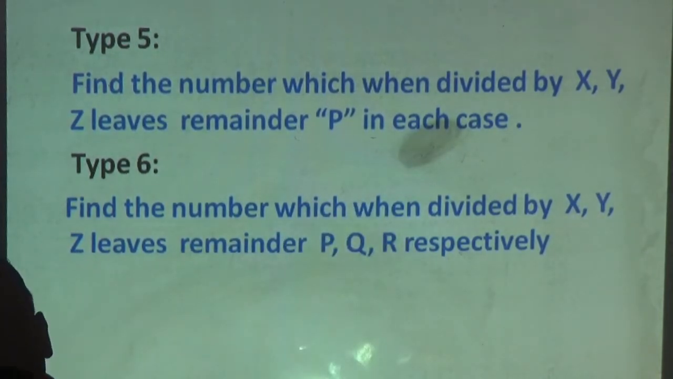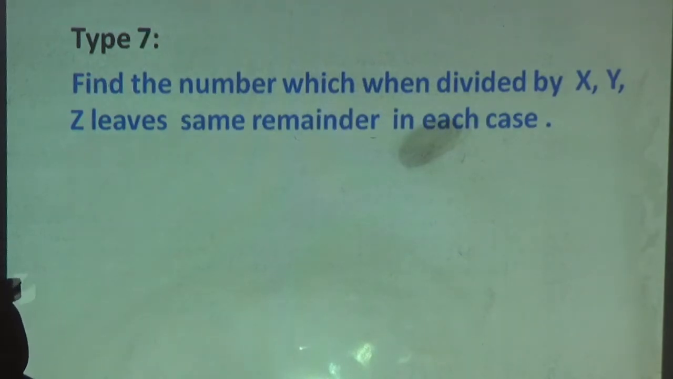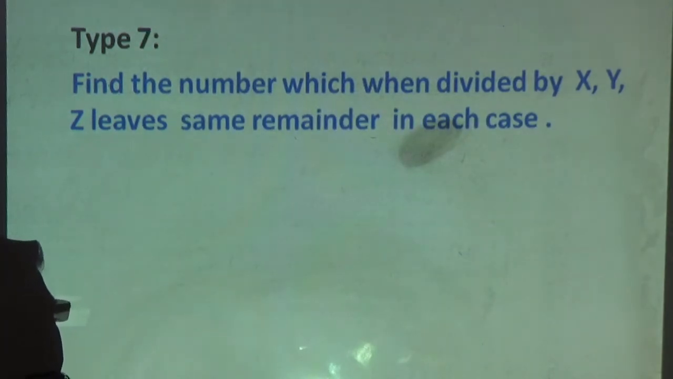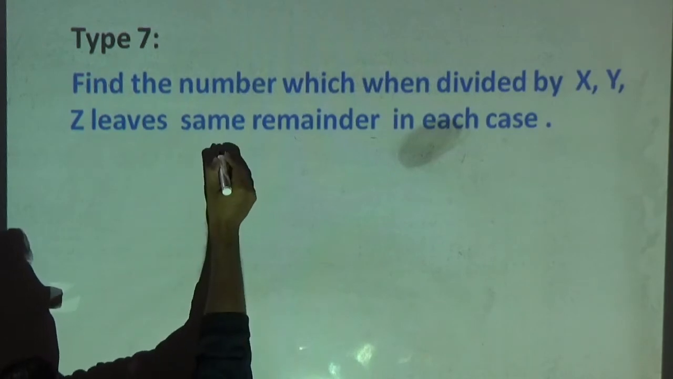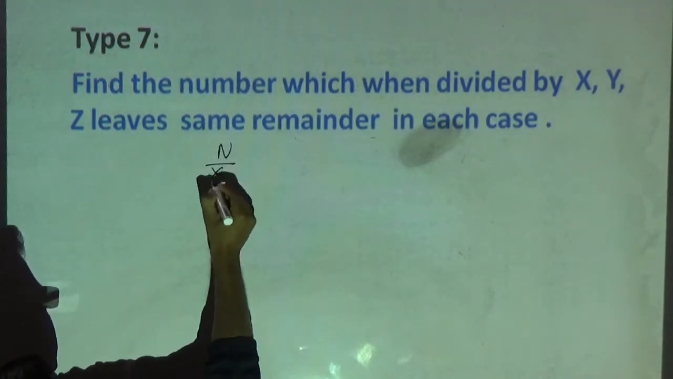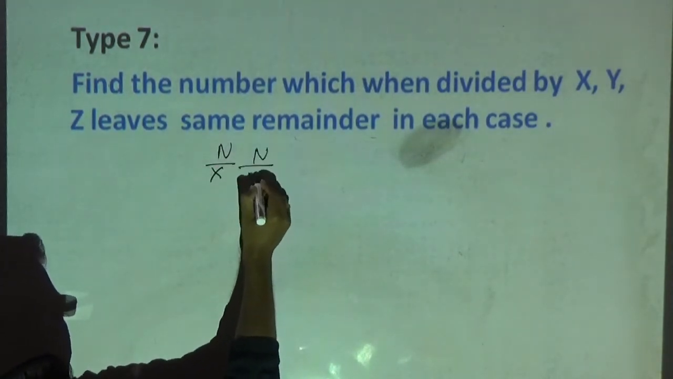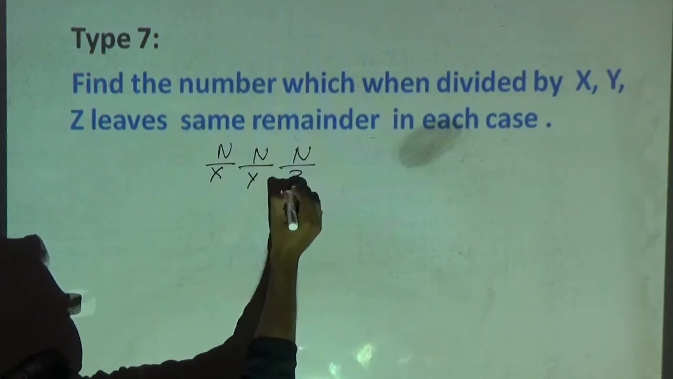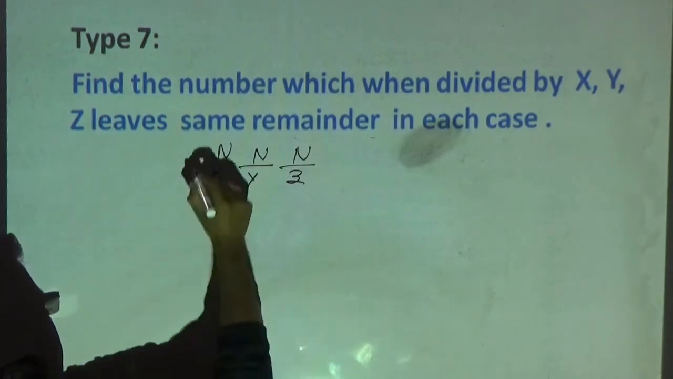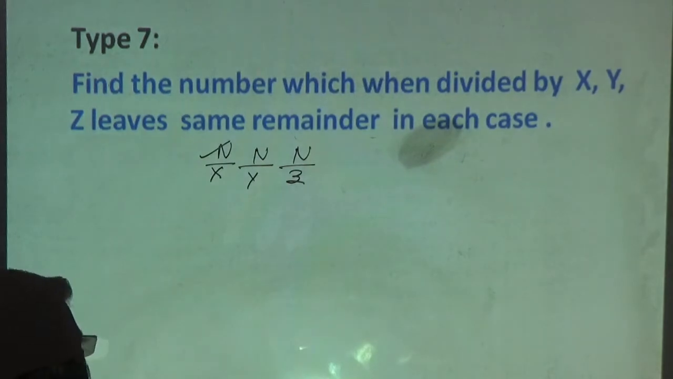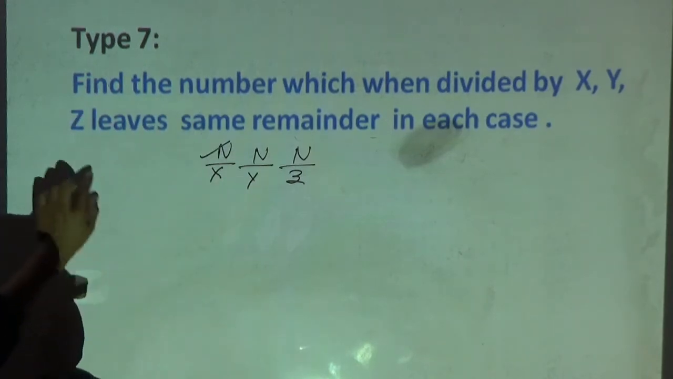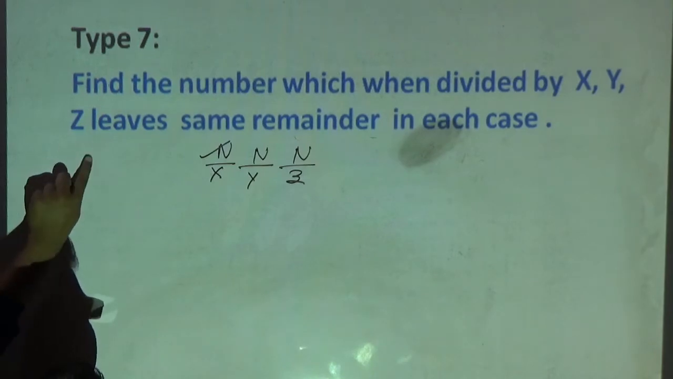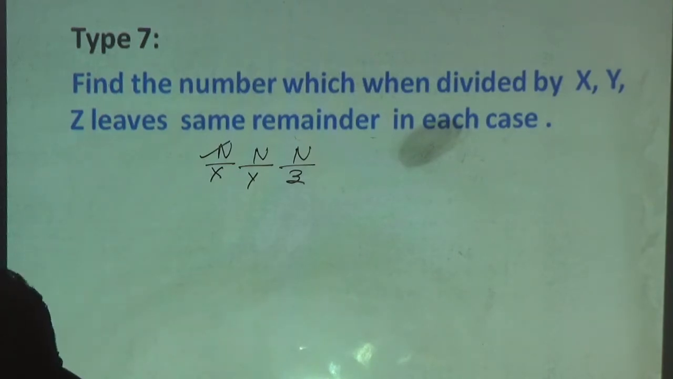Next type, last type in your type LCM. Find the number which when divided by x, divided by y, divided by z. The number that I want is in the numerator, that means I want to find out LCM. Leaves the same remainder in each case. When I am dividing by x, y, z, it leaves the same remainder in each case.